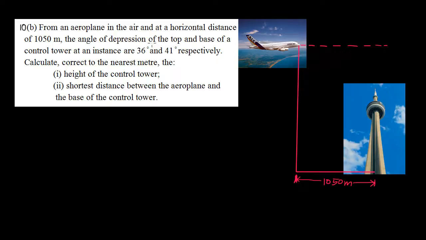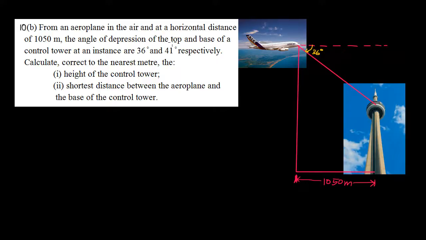We're now told here that the angle of depression of the top and the base of a control tower at an instance are 36 degrees and 41 degrees. You know, the angle of depression is the angle formed when you look at an object just below you. This is the angle of depression of the top and the base of the control tower at 36 and 41 degrees respectively. So from the top, the angle of depression is 36 degrees. So this is the top of the control tower. So the angle of depression is 36 degrees. From that place to this place, this is the angle of depression, the horizontal distance down to this line here. This is 36 degrees.